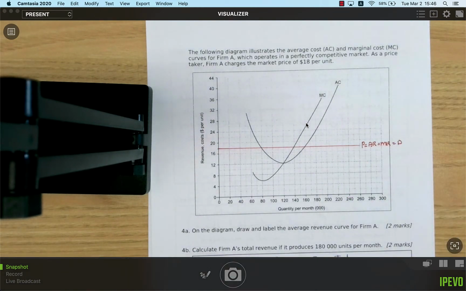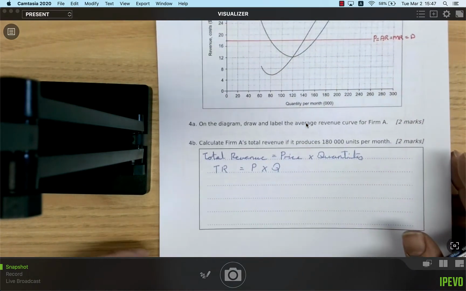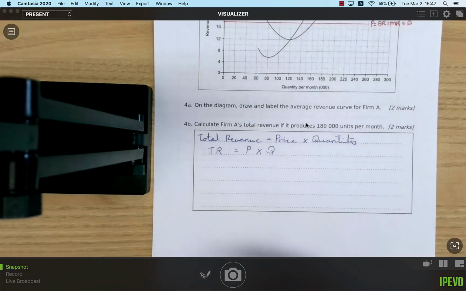Okay, so on the diagram, draw and label, and I have done that. Now, calculate firm A's total revenue if it produces 180,000 units per month. Usually you'd have to go up to the demand curve, but the demand curve is perfectly elastic. So we actually don't have to go up to the demand curve because we know the price they're going to charge is $18.